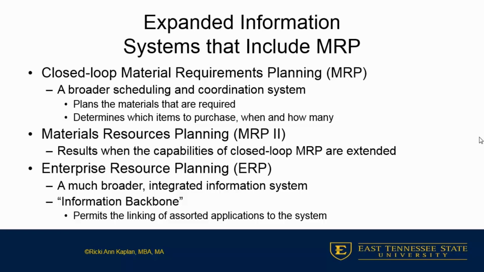That's the demand. We know that we need to have these items at a certain time. There's materials resource planning, which is MRP2. Lots of alphabet soup here, MRP versus MRP2. It results when the capability of closed loop MRP is extended. We're taking a look at all of our resources. We're looking at machines that are going to be used, not just our raw materials, but our equipment, our labor, who's going to be working where, who's going to be doing what project. These are the things we're looking at in materials resource planning, or MRP2. There's also enterprise resource planning, or ERP. It's a much broader integrated information system, also known as an information backbone, where we're linking together assorted applications into a system. Labor and payroll can be added into this. We're ordering our materials, working with our suppliers, linking them into this. So our whole enterprise will be linked together with this.